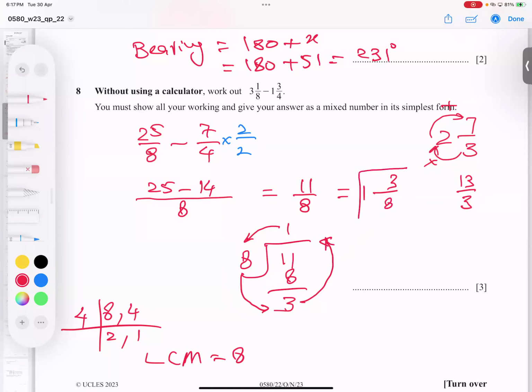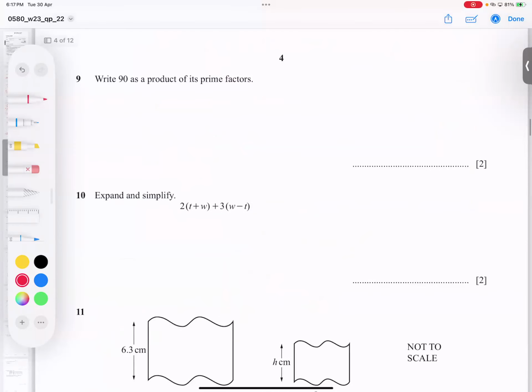Because these values rotate like this, anti-clockwise. Anyway, so this is my answer, a mixed fraction. Okay, write down 90 as a product of prime factors.